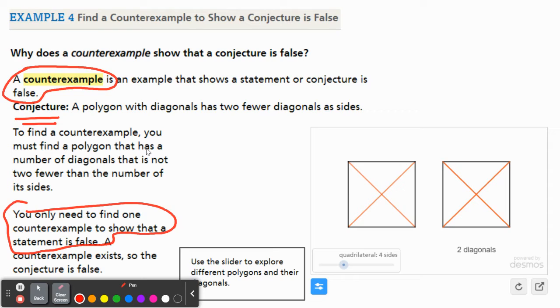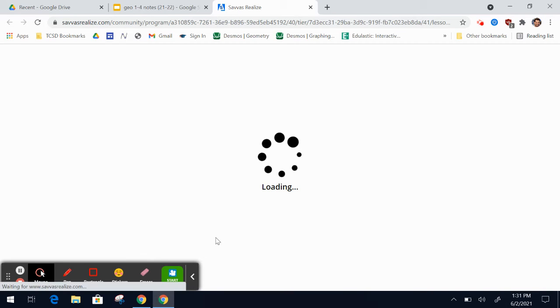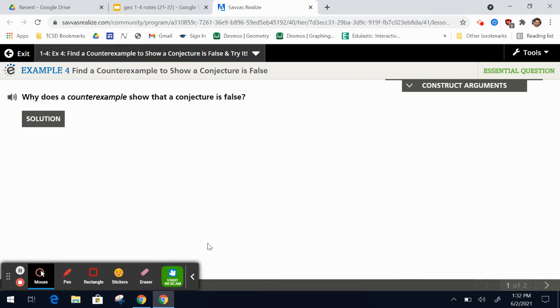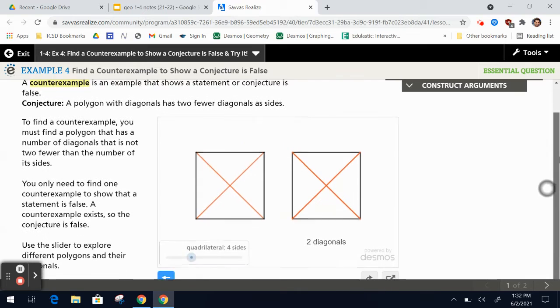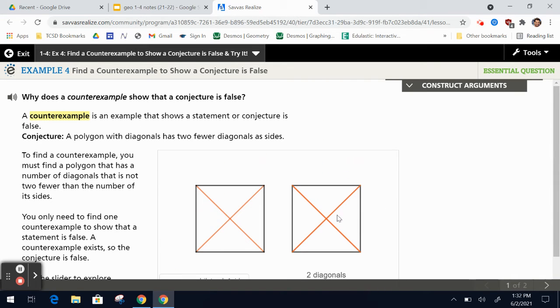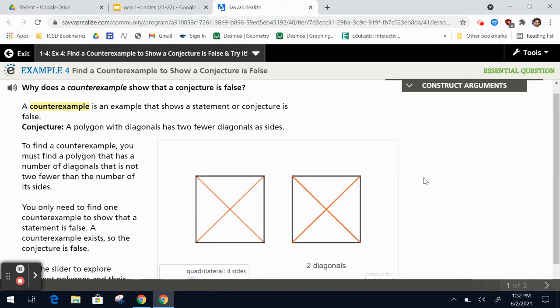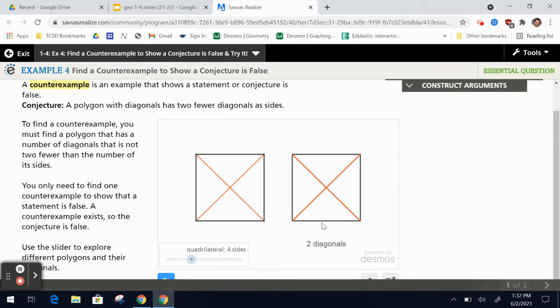So what we're going to do here is I have a link. We're going to go to the link and then we'll write down our results in a second. Okay, so in this activity, this is a quadrilateral. A quadrilateral has 4 sides. Notice it has 2 diagonals going across it. Okay, so let's use this slider.